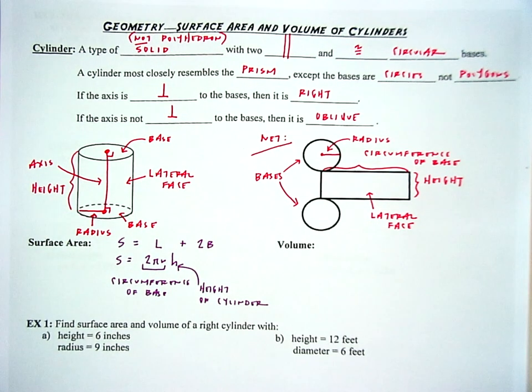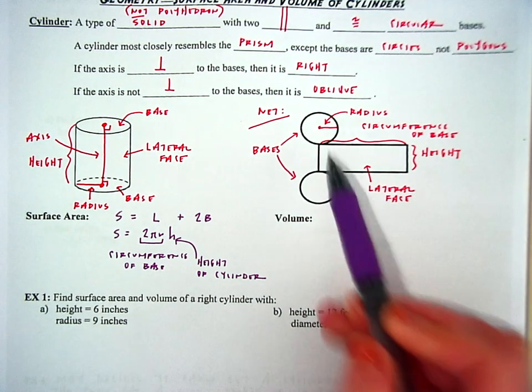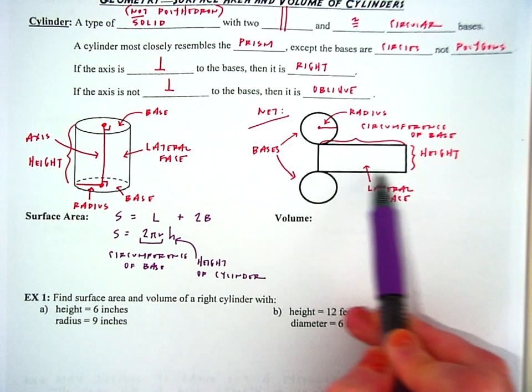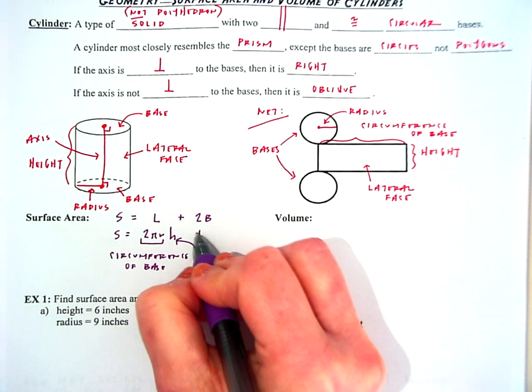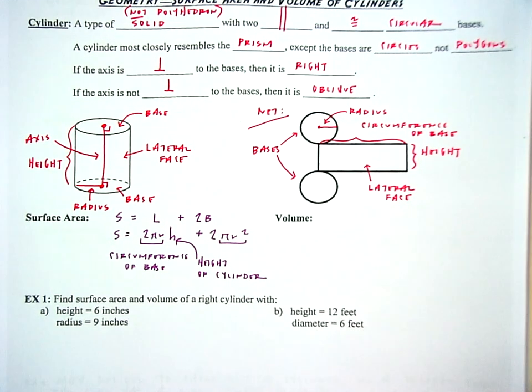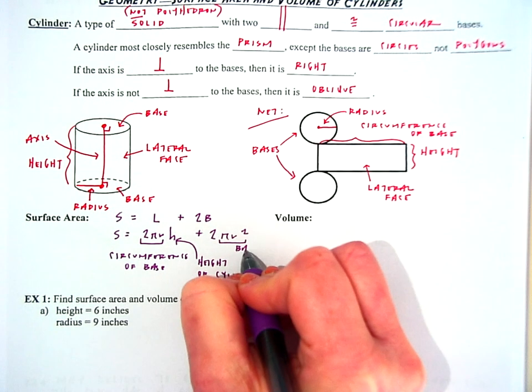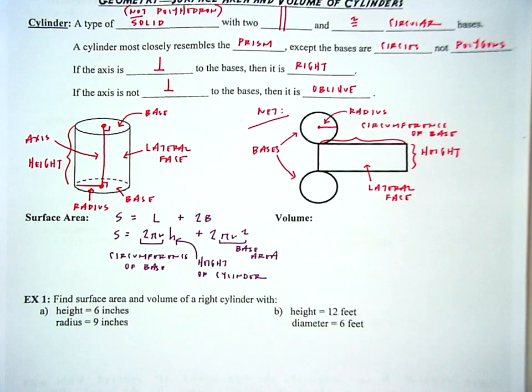So again, my lateral area is the circumference of the base times its height. That's this big rectangular chunk right here. Then I need to add two base areas, and I know my base area has to be a circle, so 2 pi r squared. Right here, this is my base area. So my surface area is the circumference times the height of the cylinder plus my two base areas, and my bases have to be perfect circles.